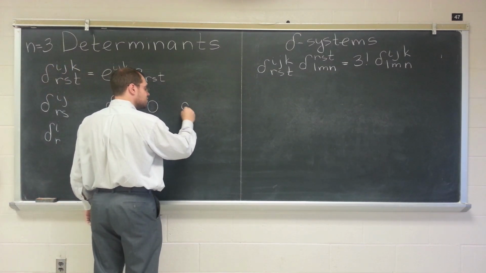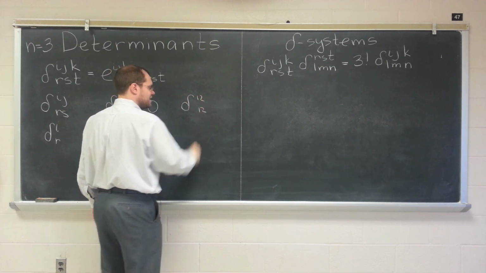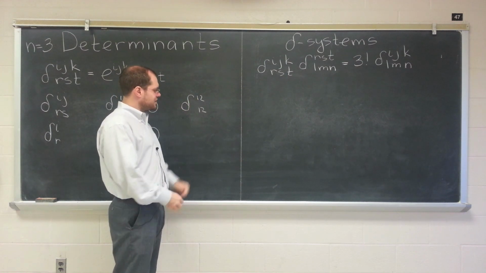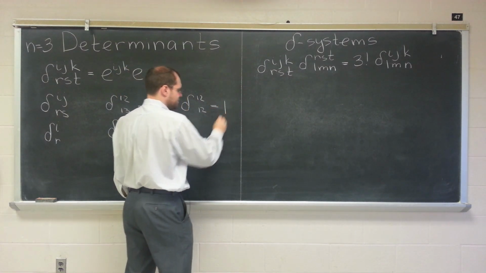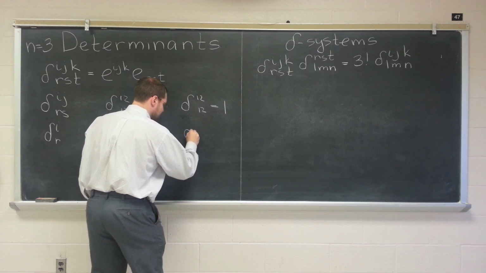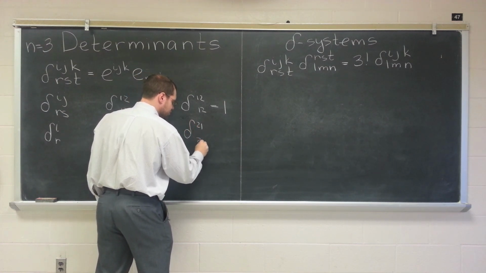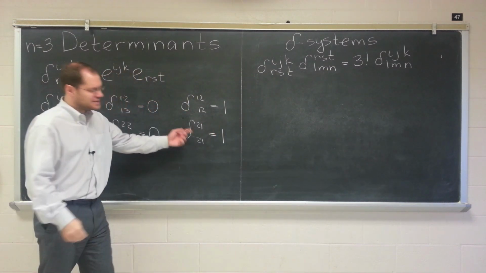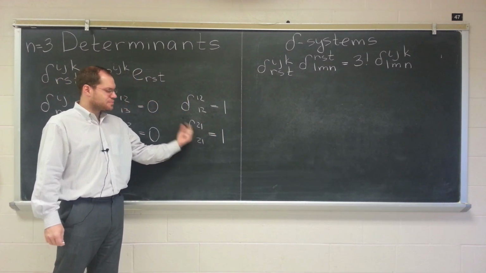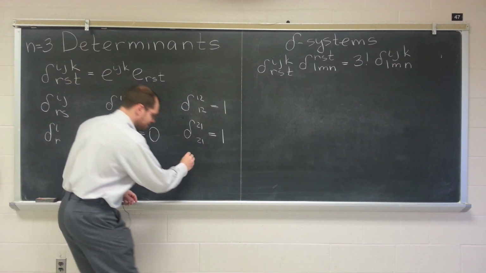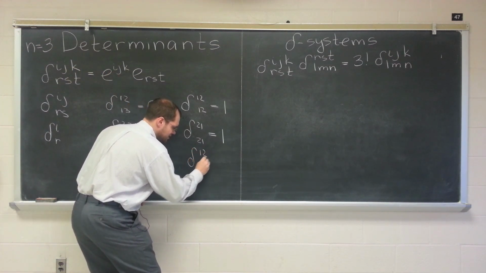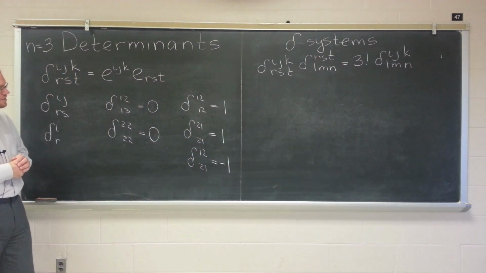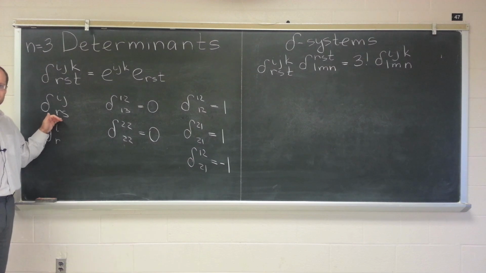Delta 1, 2, 1, 2. Now we're in the case where it's not 0. They're permutations of identical numbers. They're both even. So it's 1. And similarly, delta 2, 1, 2, 1 is 1 because they're both permutations of the same sets of numbers and they're both odd. And finally, to give you one that's -1, delta 1, 2, 2, 1 is -1. All right. So that's a few examples to illustrate the definition of this.